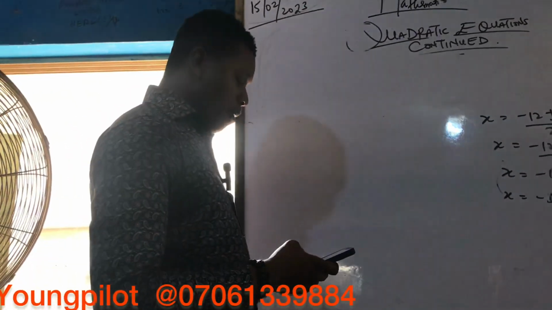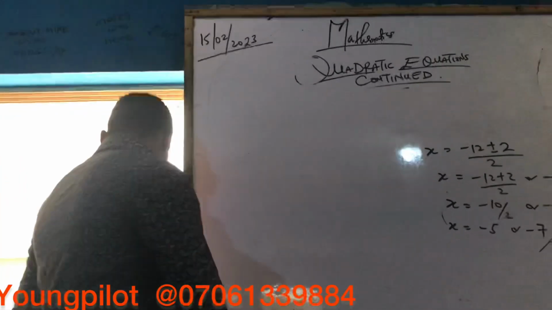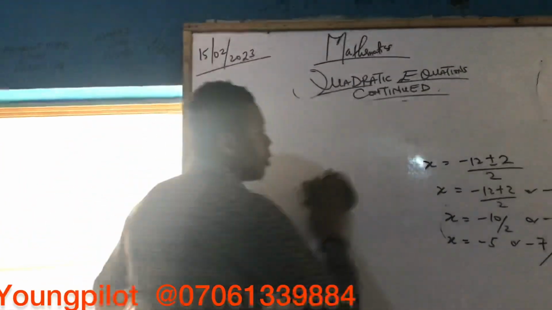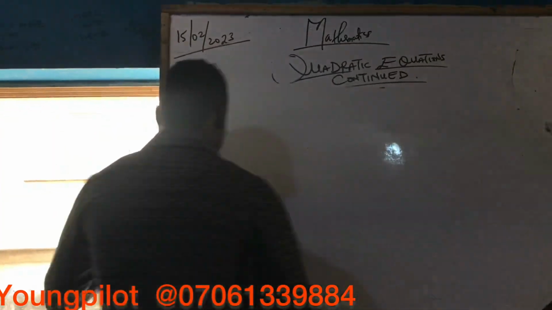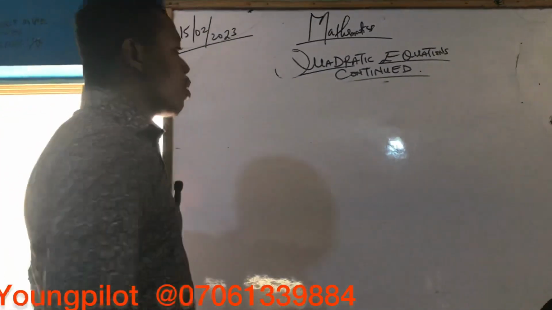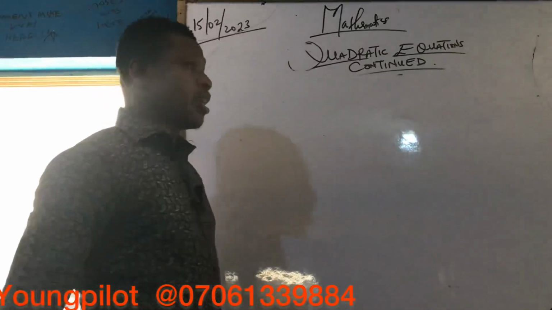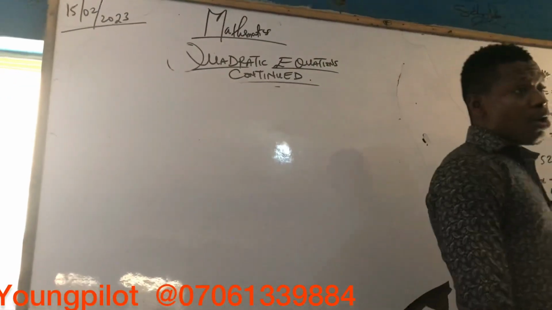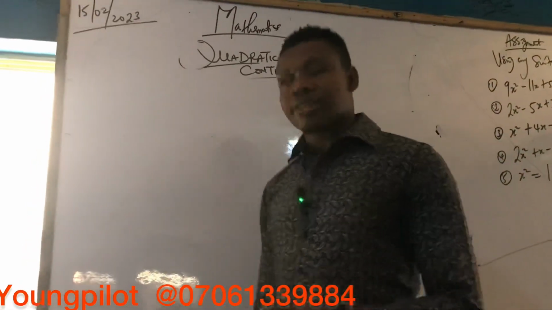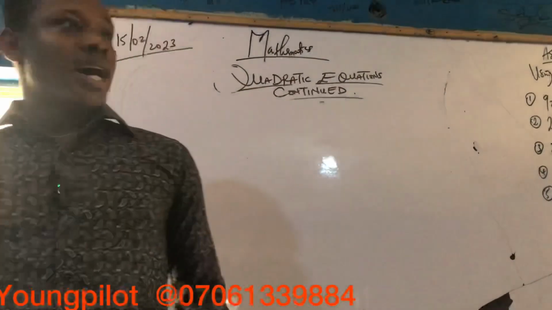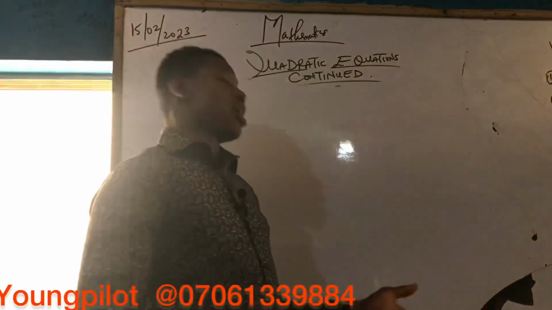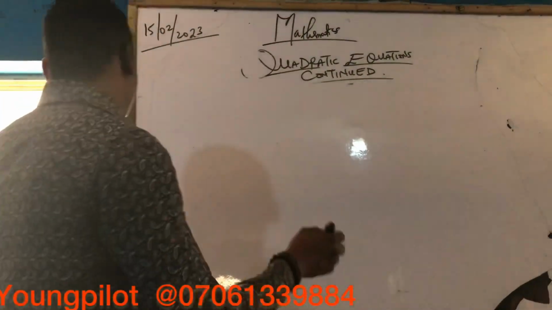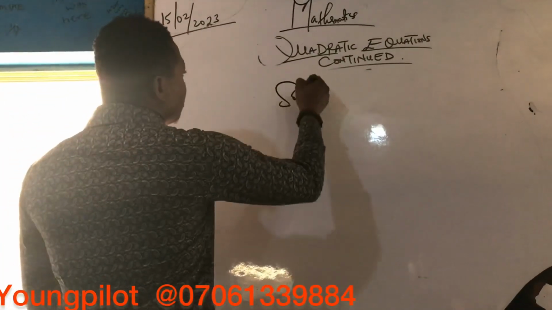Now a new question: the sum of two numbers is 5 and their product is minus 84. Find these numbers. Okay, sum is 5, product is minus 84 of two numbers, and we are asked to find the numbers whose sum is 5 and product is minus 84. All right, we can trash that solution.